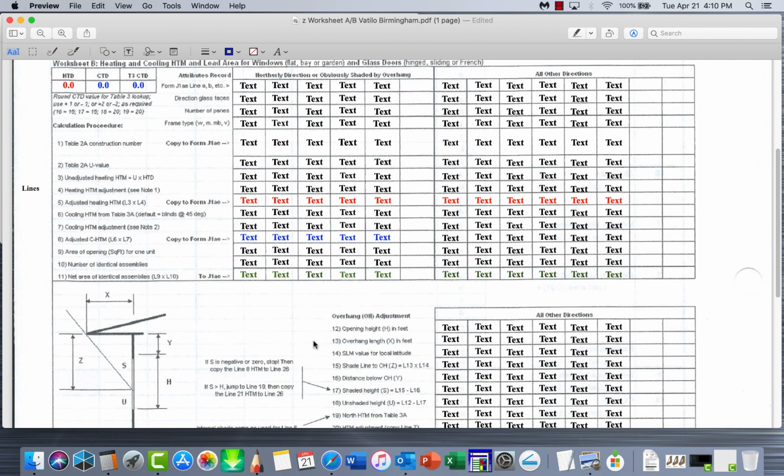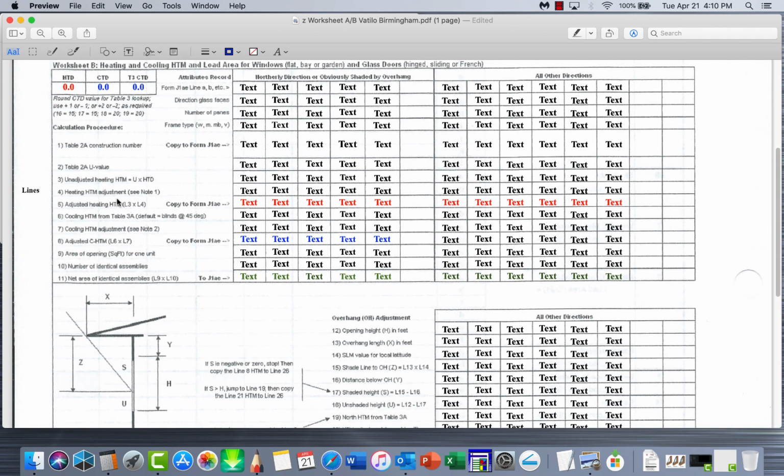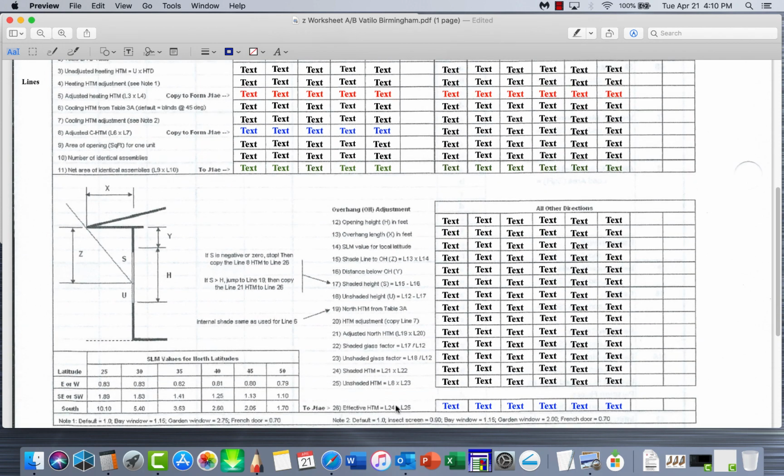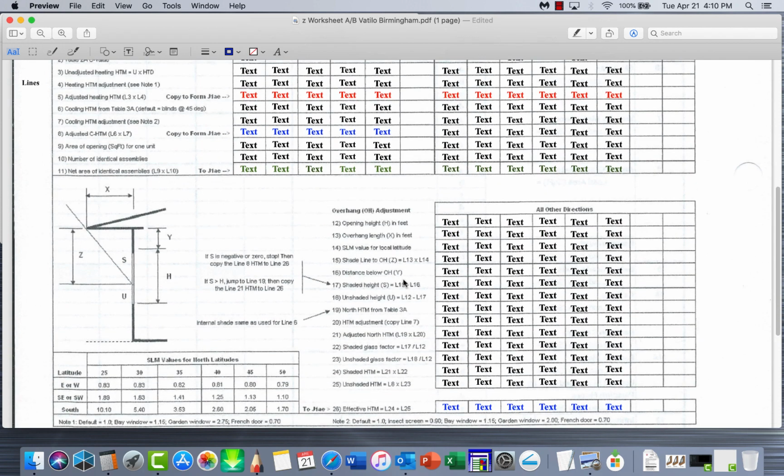So what you see in some of these little explanations here, use line 8, use like right here, line 8 HTM to line 26. Well, like I said, line 8 HTM would be this right here, and we would go down here and put it in line 26. Okay.